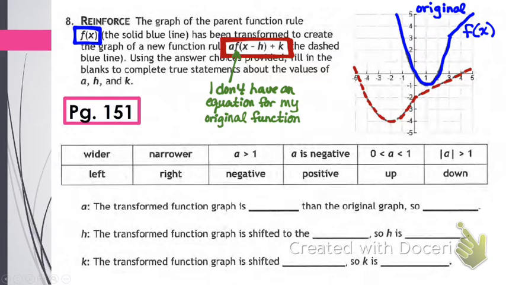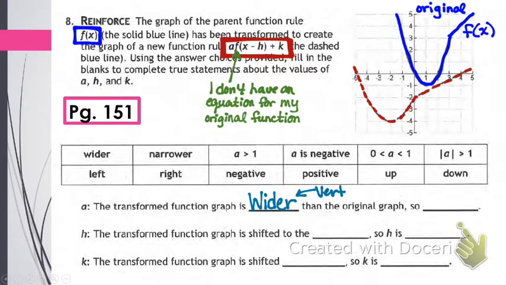When you compare these two, the blue one and the red one, does the blue one look the same width as the original one, or does it look wider or narrower when I compare it? Wider. So down here, I would write the transformed graph is wider than the original graph. So what kind of number would A be if this is a vertical compression, wider?